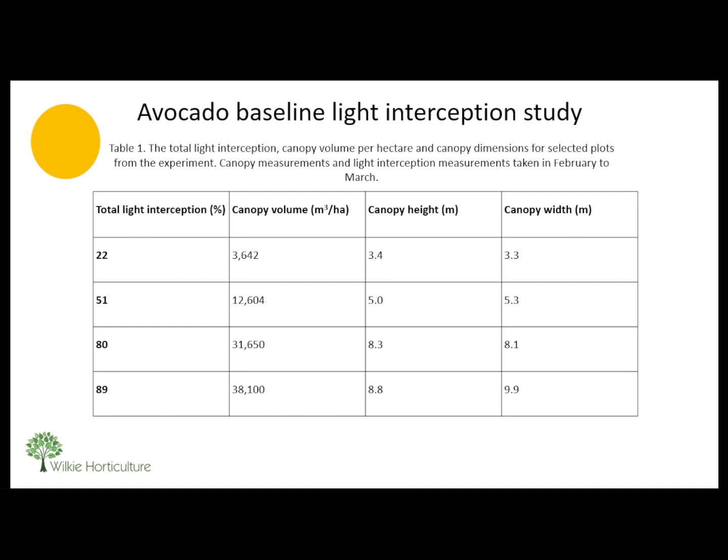89% total light interception, maybe moving into a danger zone, maybe not, depending on the curve. A little less than 40,000 cubic metres of canopy. Canopy height, almost 9 metres. Canopy width, almost 10 metres, which is indicating very little alleyway, or basically none at all.